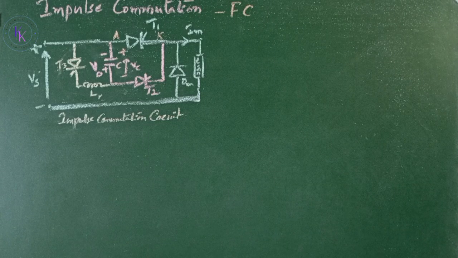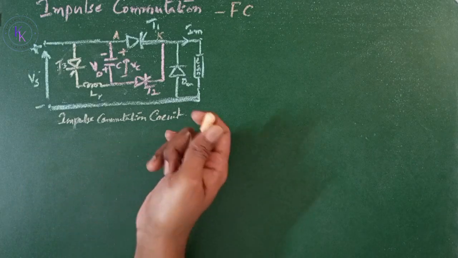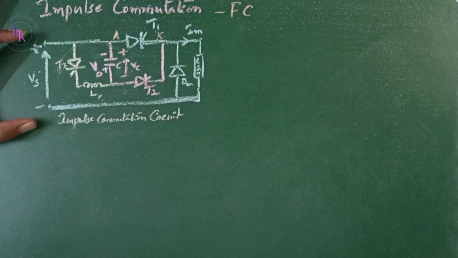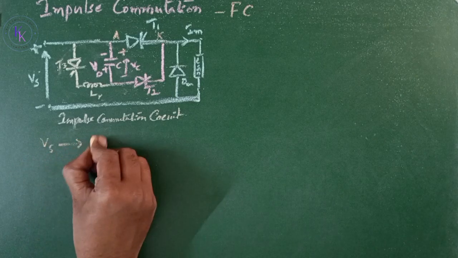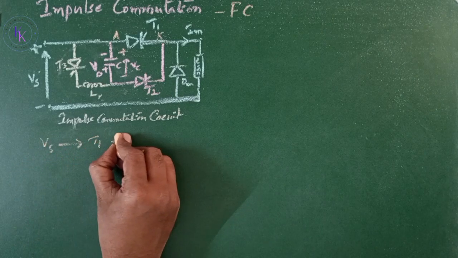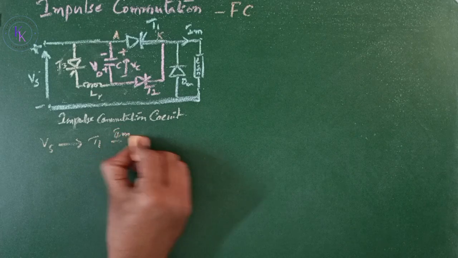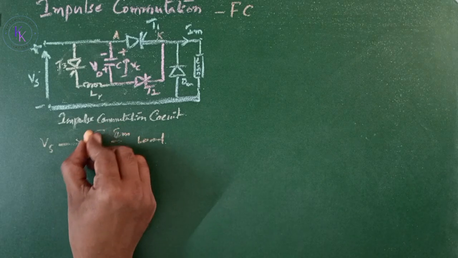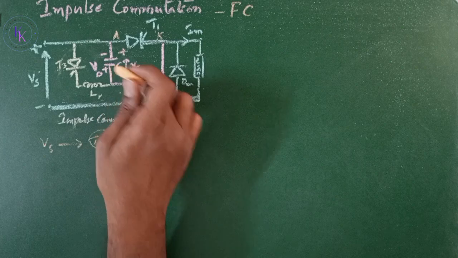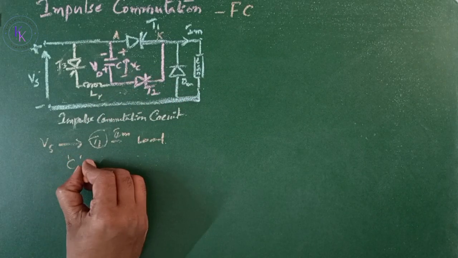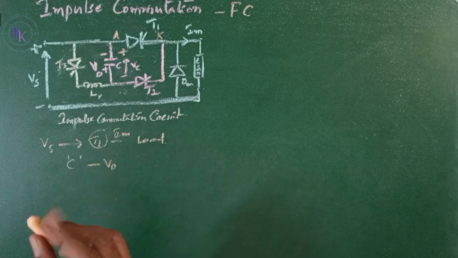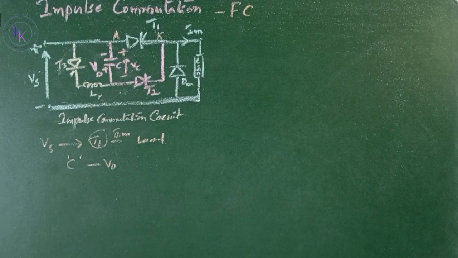Impulse commutation is one of the types of forced commutation. This is the impulse commutation circuit with the main circuit. The source Vs flows through thyristor T1 and gives the current Im to the load. To turn off this thyristor, we have an additional circuit with a capacitor, and initially the capacitor is charged to minus V0 with the polarities as shown in the figure.